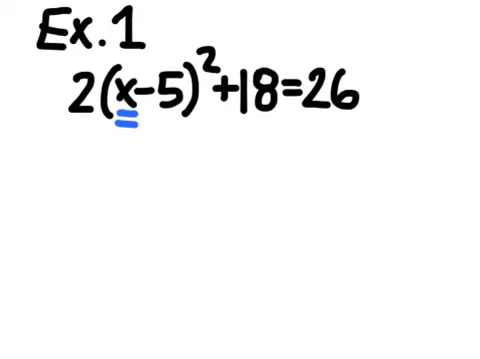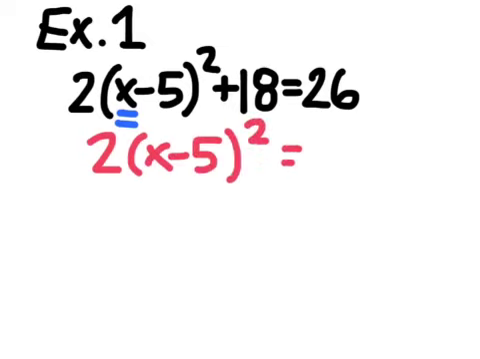So we can start by getting rid of the plus 18 by subtracting 18 from both sides. And when we do that, we're left with 2 times (x minus 5) squared equals, and 26 minus 18 is 8. So we're closer to getting x by itself. The next thing we can do is divide both sides by 2.